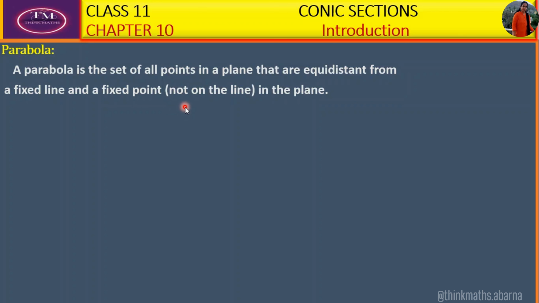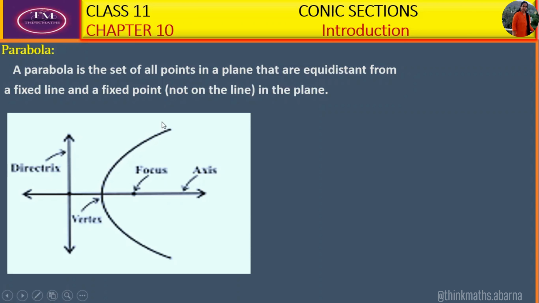Okay. So now let us learn what a parabola is. So we will have a parabola. This is the shape of a parabola, mouth open. Okay. And here this is called the focus, and we have the x-axis and y-axis. The point where the parabola meets the axis is called the vertex and this line is called the directrix. Okay. So these are the things in a parabola.